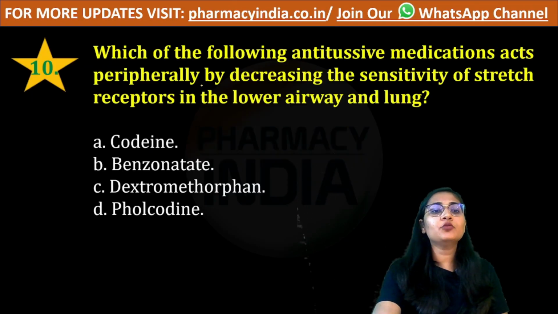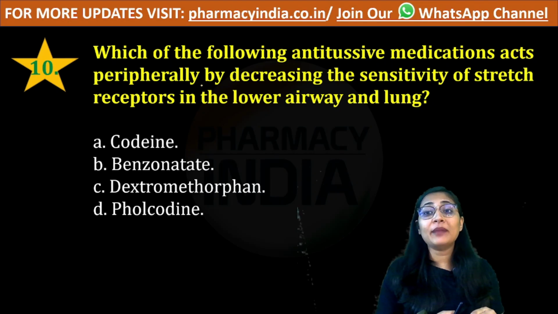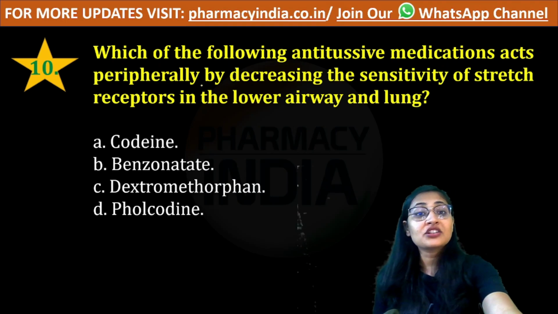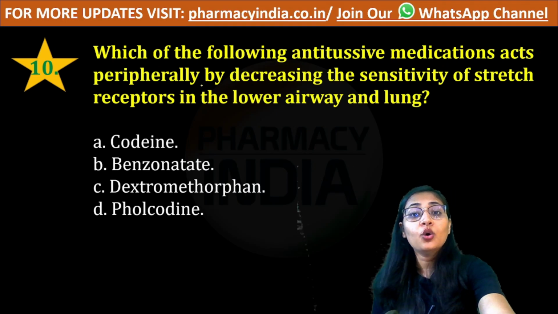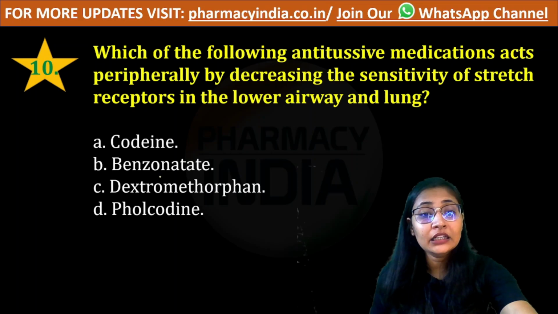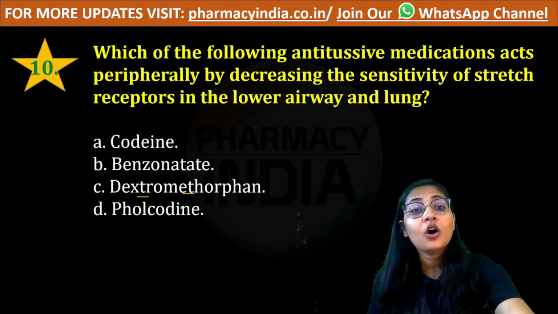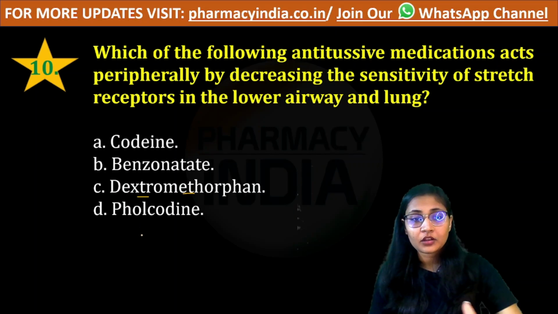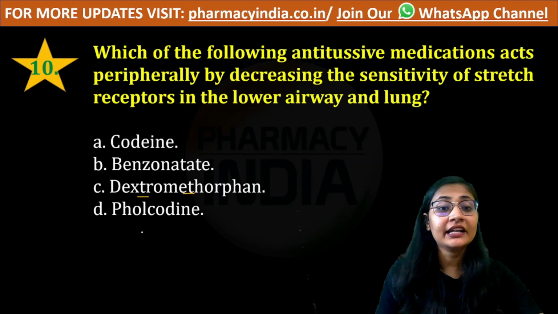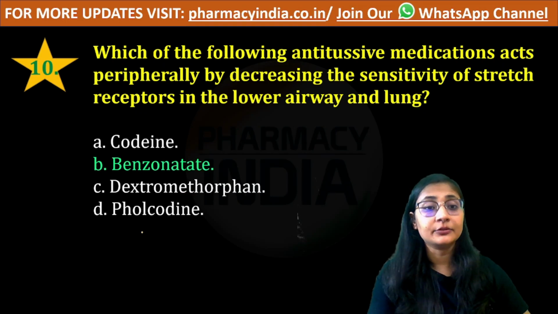Okay, now let's move towards the next question. Question number 10. Which of the following antitussive medications acts peripherally by decreasing the sensitivity of stretch receptors in the lower airway and lungs? Codeine, benzonatate, dextromethorphan, or phenolidine? The correct answer is option B, that is benzonatate.